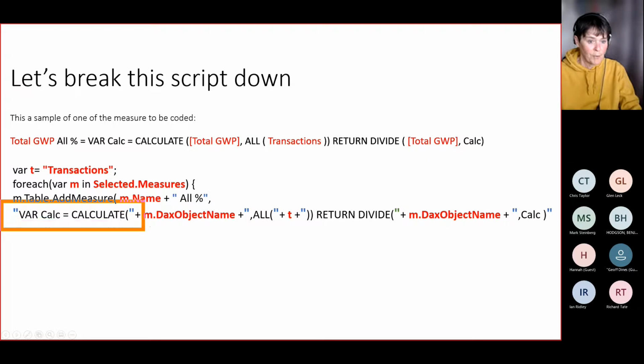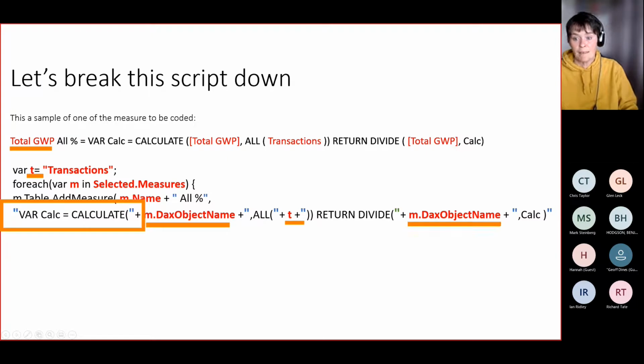We're saying I want you to put in the expression, which is going to read var calc equals calculate, open brackets. That's just the text of that. Then we bring into play the object name, which is the total GWP, and that's it there. And then we've got for all of the table, which is that variable here, the table transactions. And then we just simply want to divide that object name, which in this case is total GWP, into calc.